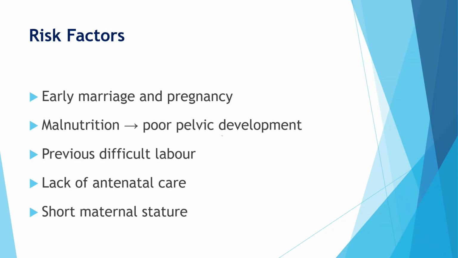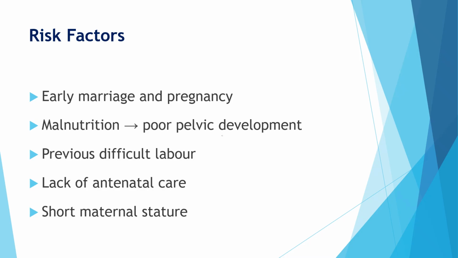Now, let's understand the risk factors. Risk factors are things that increase the chance of obstructed labor. For example, early marriage and pregnancy can be a problem because the mother's body, especially the pelvis, may not be fully developed. Malnutrition also affects pelvic growth, making it smaller and less suitable for delivery.